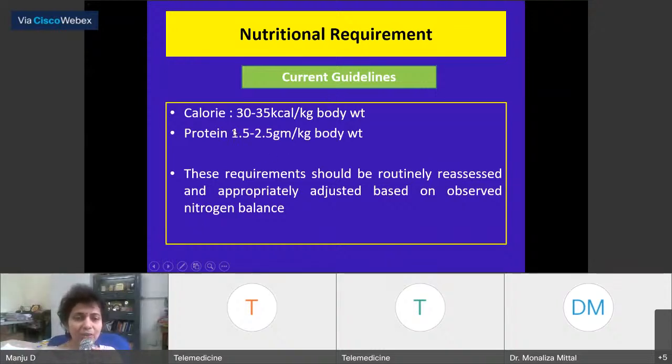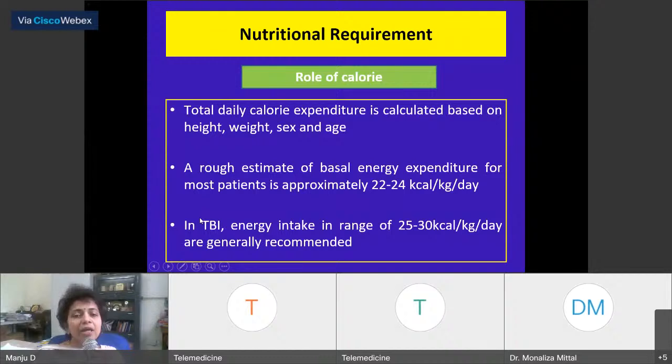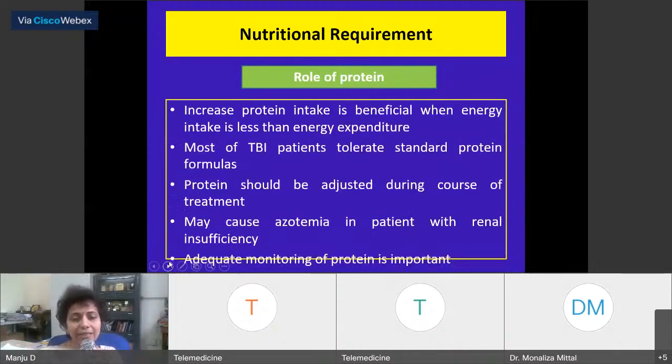The current guidelines include a caloric requirement of 30 to 35 kilocalorie per kg body weight and protein 1.25 to 2.5 gram per kg body weight. This requirement should be routinely reassessed and appropriately adjusted based on the observed nitrogen balance. Total daily calorie expenditure is calculated based on height, weight, gender and age. A rough estimate of basal energy expenditure for most patients is approximately 22 to 24 kilocalorie per kg per day. This is for any patient, but in TBI, we consider it as 25 to 30 kilocalorie per kg per day. So these are generally recommended.